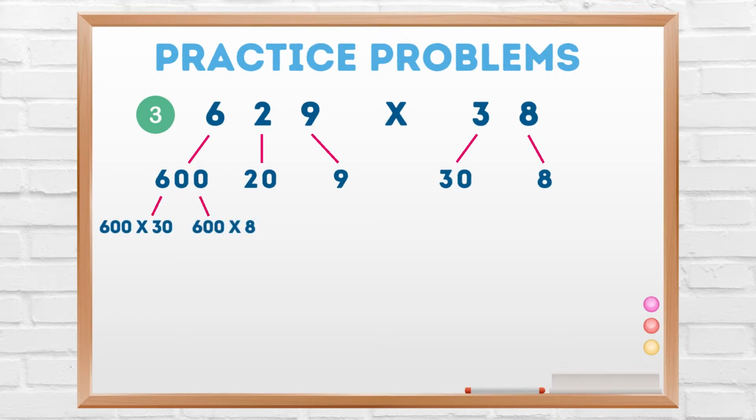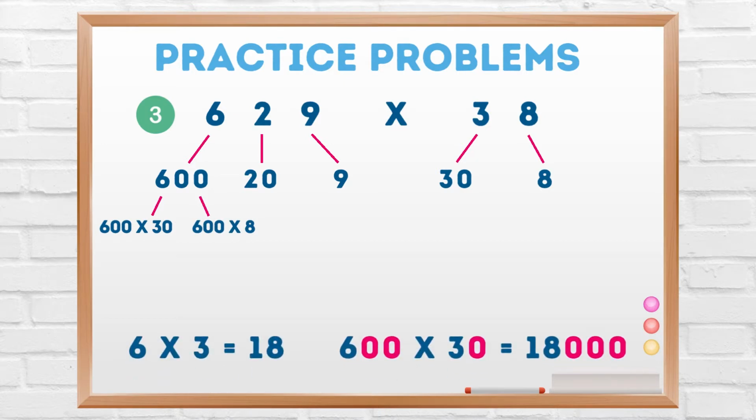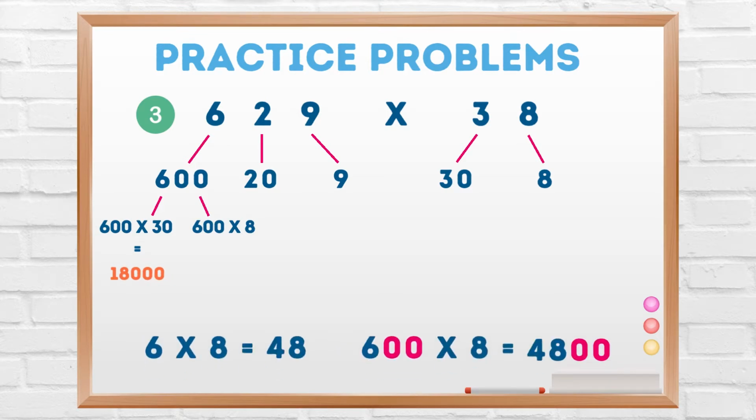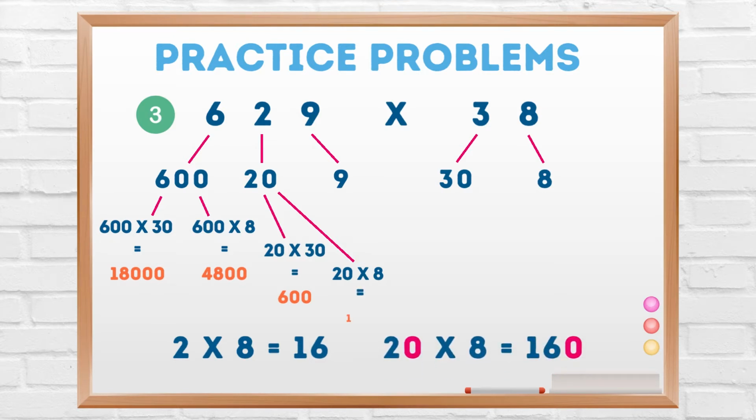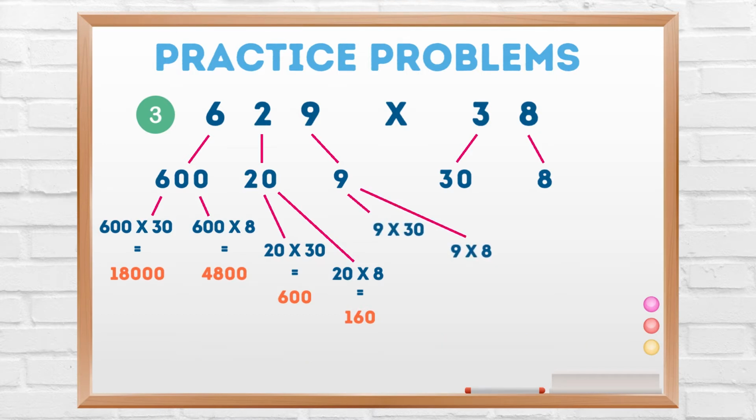First, we will multiply 600 by 30 and by 8. 6 times 3 is 18, so 600 times 30 is 18,000. 6 times 8 is 48, so 600 times 8 is 4,800. Next, we multiply 20 by 30 and by 8. 2 times 3 is 6, so 20 times 30 is 600, and 2 times 8 is 16, so 20 times 8 is 160.